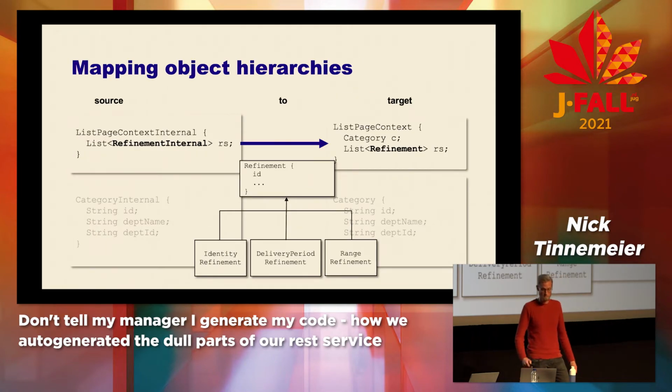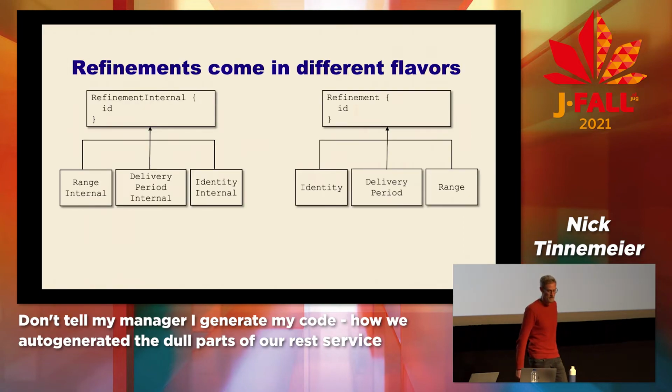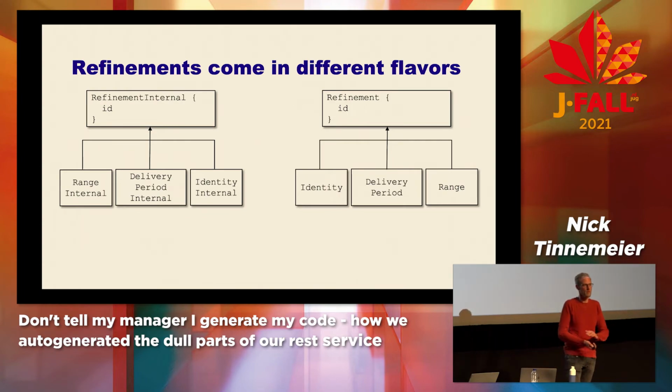And that's pretty good. So now, lastly, let's have a look at the ability of MapStruct to map object hierarchies, because what I didn't tell you before is that refinements actually come in different flavors. So we have range refinements, for example, a price slider you selected, ranging from 10 to 100 euros. Then we have delivery period refinements. I want to have this product delivered tomorrow or today.